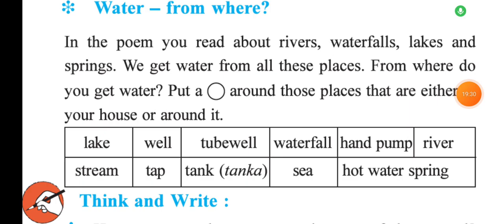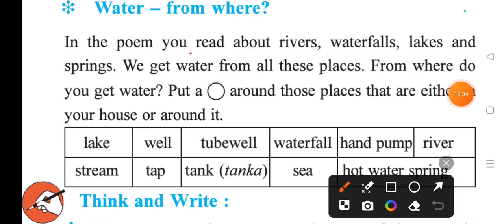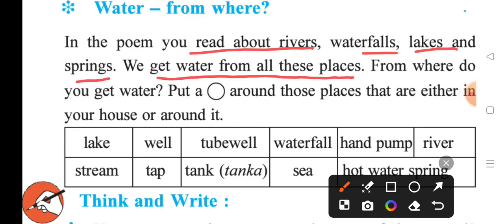Now next question, in the poem you read about rivers, waterfalls, lakes and springs. We get water from all these places. Yes children, rivers, waterfalls, lakes and springs, these are the natural sources of water and we get water from all these places. Now next, from where do you get water?